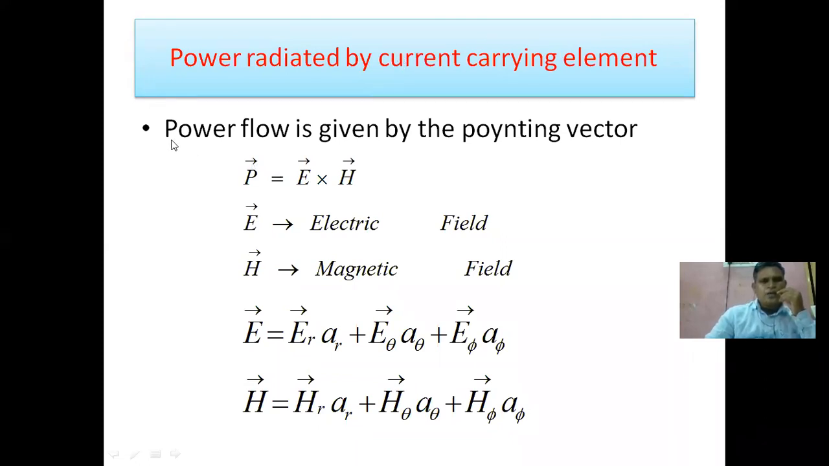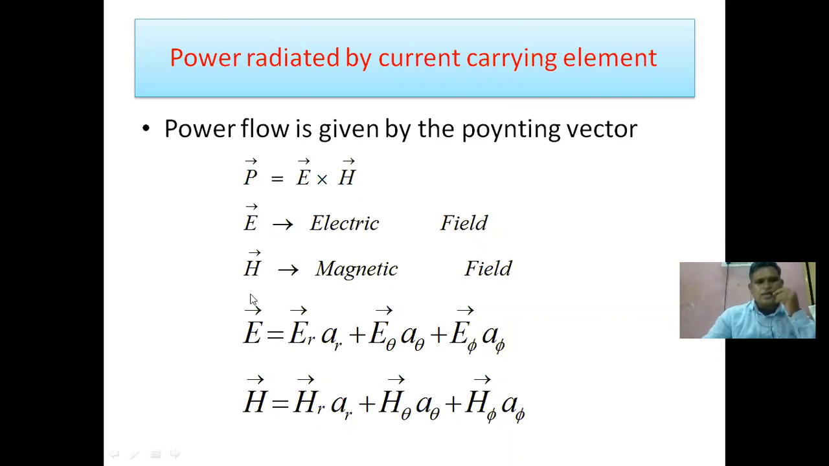Here, what is the unit for power flow per unit area, or average power? Can anybody tell me? Watts per meter square. Yes, watts per meter square. This is called the Poynting vector. The Poynting vector is used to give the average power. How to calculate this Poynting vector? P is equal to E cross H bar.